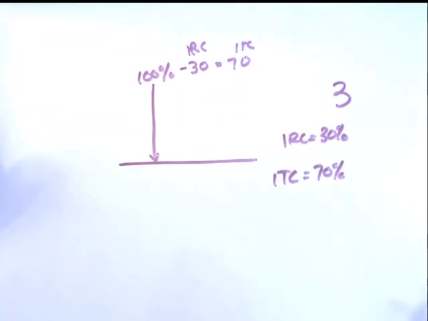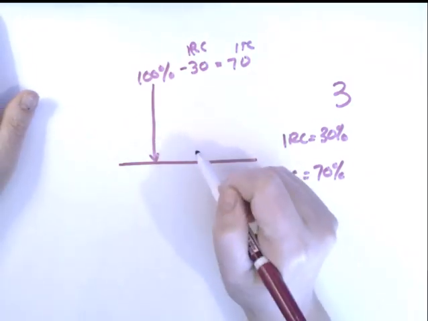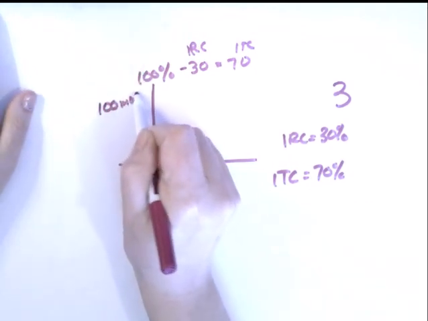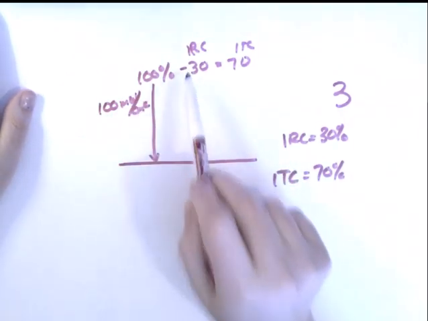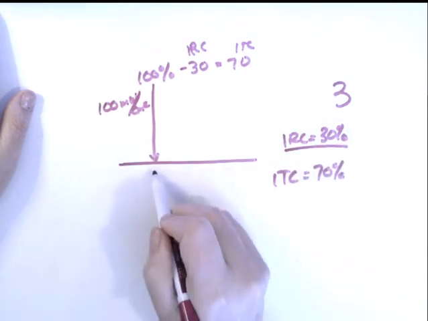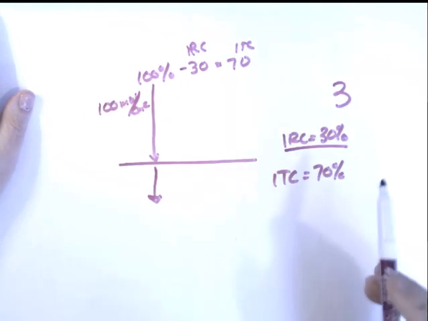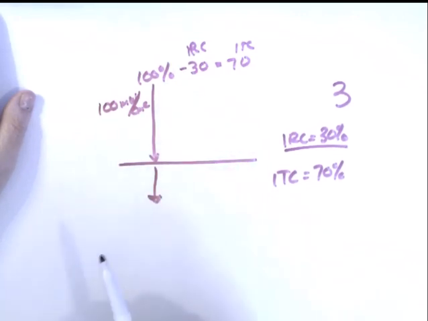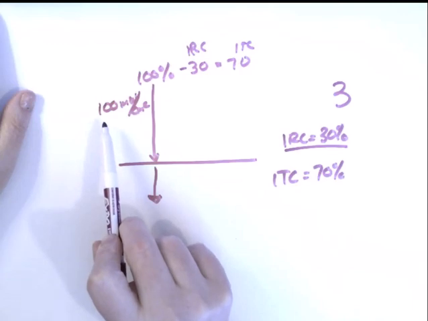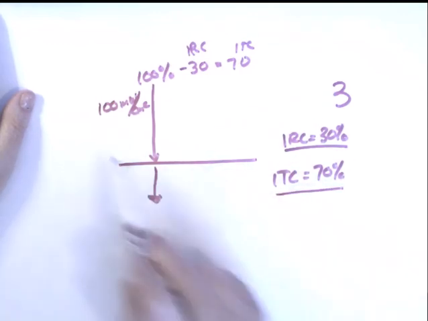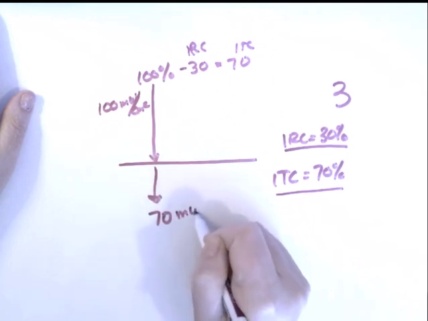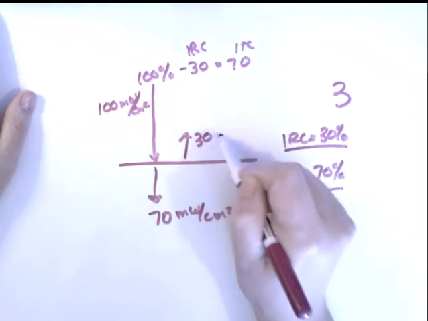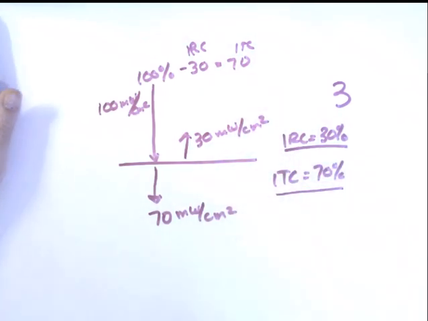Now, how this then translates into other things: say I tell you that the intensity coming in was 100 milliwatts per centimeter squared, and the IRC is 30%. And then I ask you, what is the transmitted intensity? Well, because these are coefficients, we now know 30% of the 100 milliwatts was reflected back. 70% of the 100 milliwatts has to continue forward. So we would take 70% of 100, which is 70. And so 70 milliwatts per centimeter squared of intensity propagated forward, and 30 milliwatts per centimeter squared of reflection occurred.